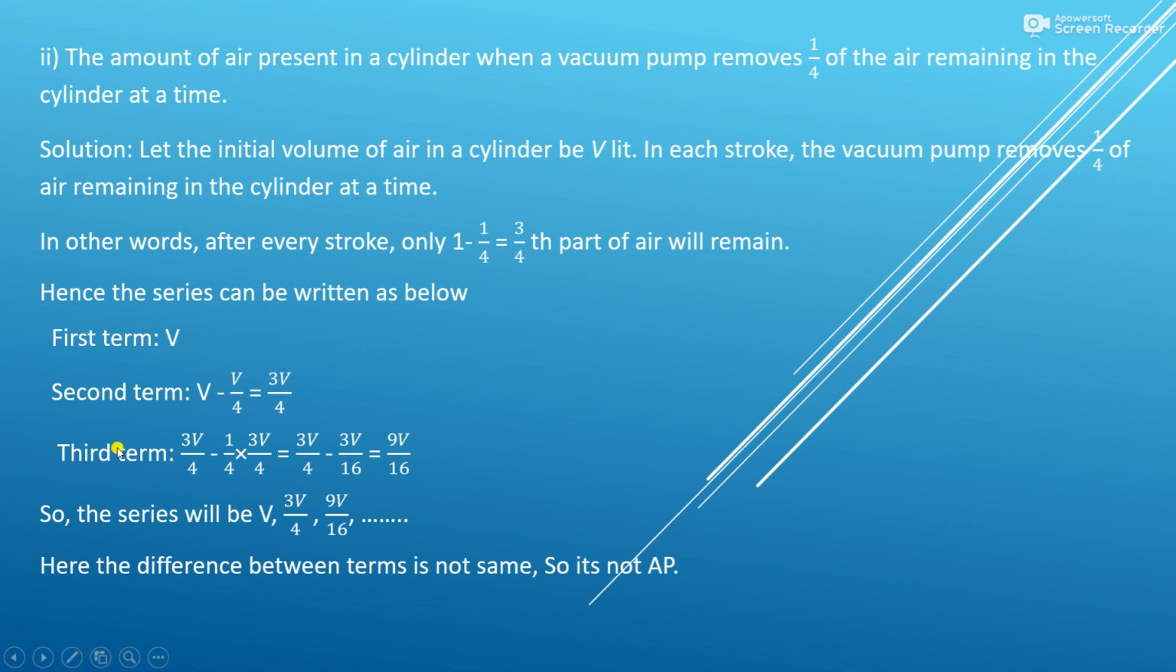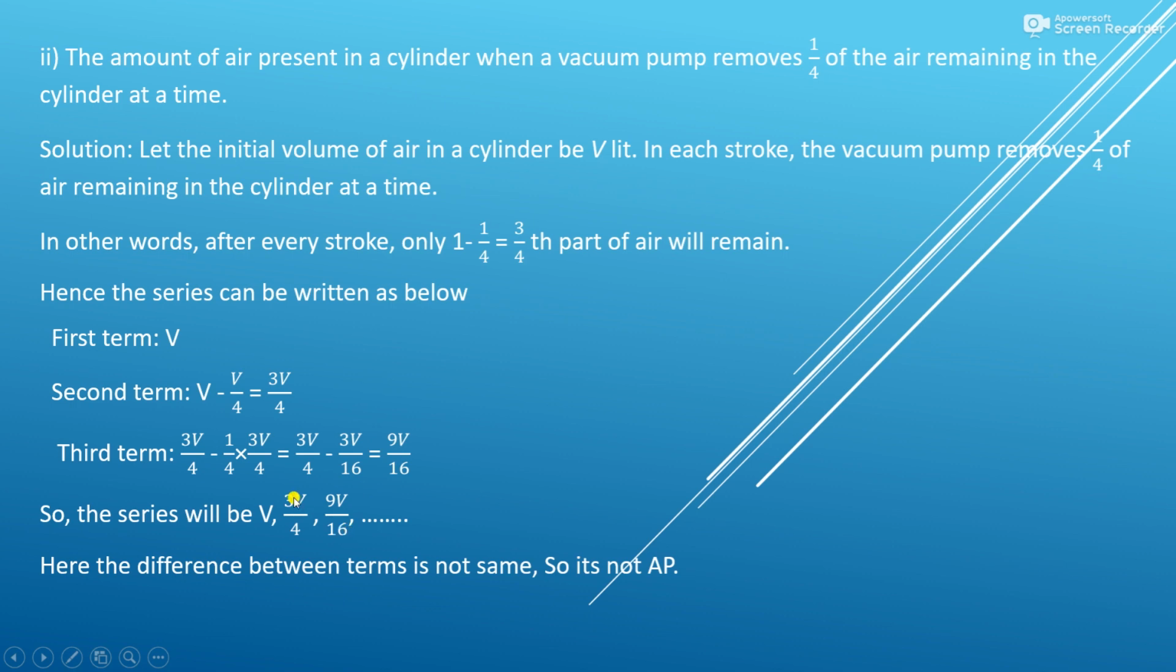For the third term, we are removing 1/4 of the air from the second term, that is 3V by 4. So it is 3V by 4 minus, here we are doing multiplication, 3V by 16. The LCM of 4 and 16 is 16, so it is 9V by 16. So the series will be: first term V, second term 3V by 4, third term 9V by 16. Now see the difference.